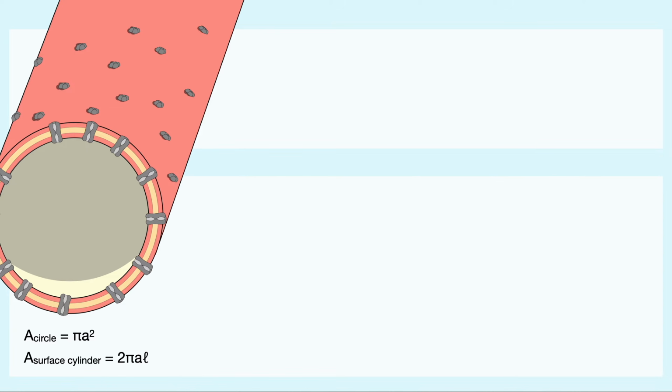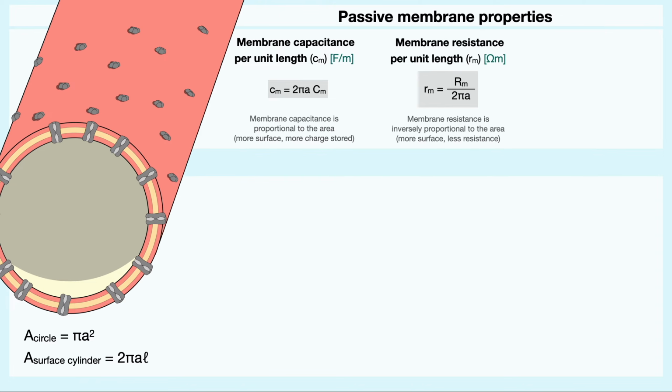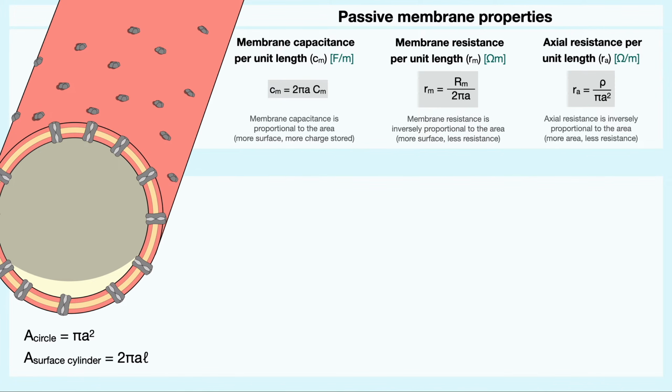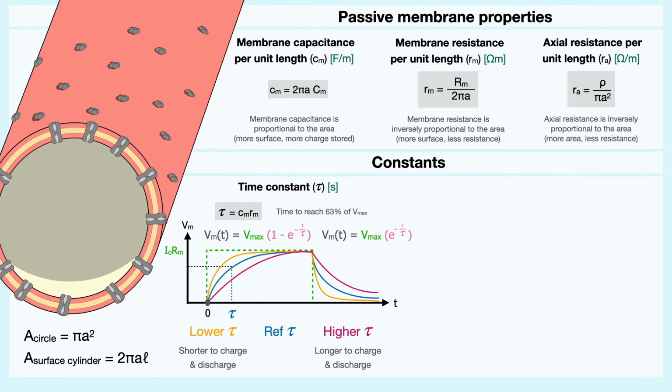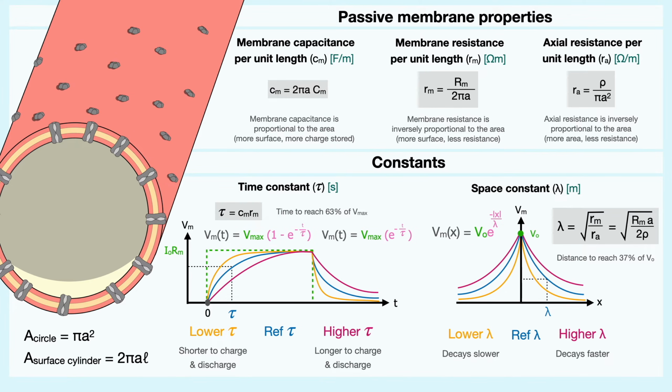With this being said, we have now covered the three passive membrane properties: the membrane capacitance, the membrane resistance, and the axial resistance, as well as the two constants, the time constant tau and the space constant lambda. In summary, these properties affect how the magnitude of the membrane potential changes as a function of both time and distance. One final note to consider about the two constants is that the time constant, which is given by the product of the capacitance and the membrane resistance, is solely a property of the membrane, whereas, as we've seen, the space constant is dependent on the radius, and thus it is a geometric property of the neuron.